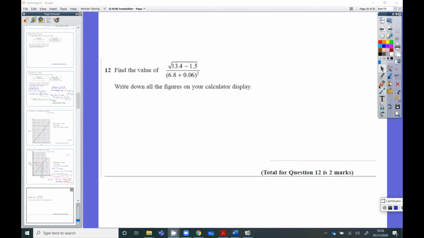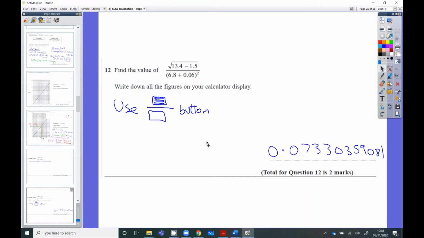Question 12. So obviously we're just going to pop this straight into our calculator. Please do take advantage of the fractions button looking like this, which is normally the third one down on the left on most calculators. So obviously on the top square, just go and open up your square root and put the 13.4 minus 1.5 into the top square. Then use those arrow keys in the top middle to move down to the bottom square. Open up your bracket, pop all of that in, close bracket and square it, press equals, and you will get that answer.